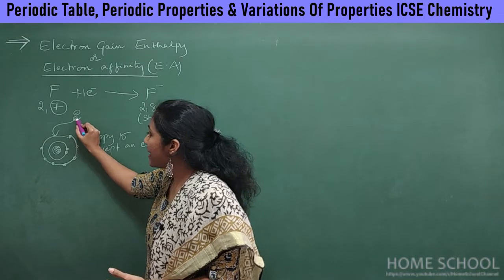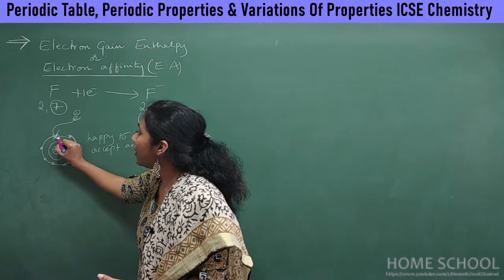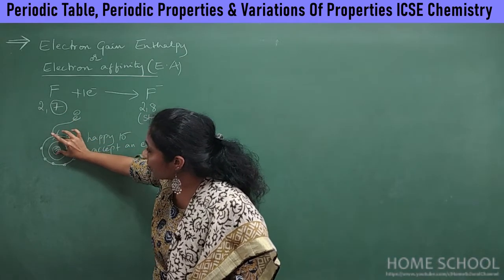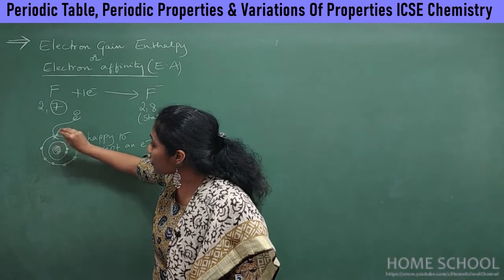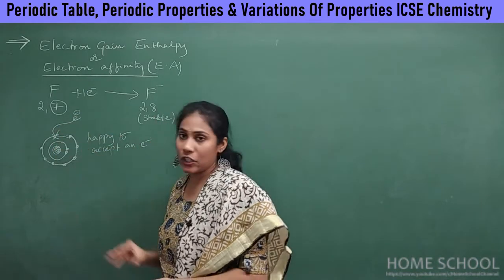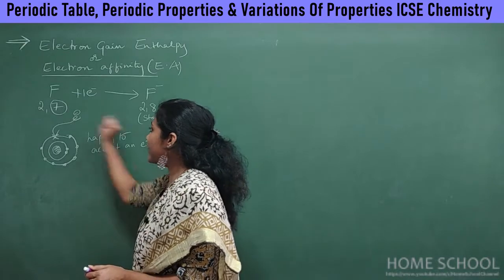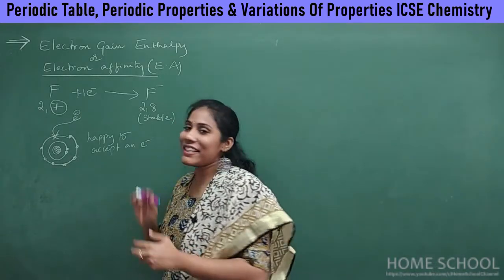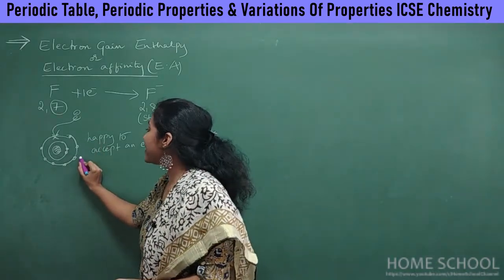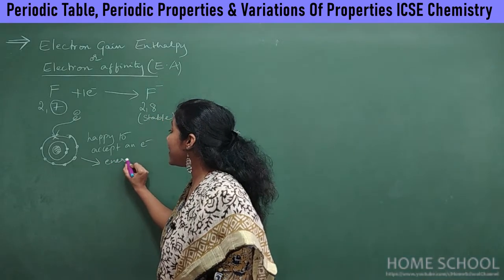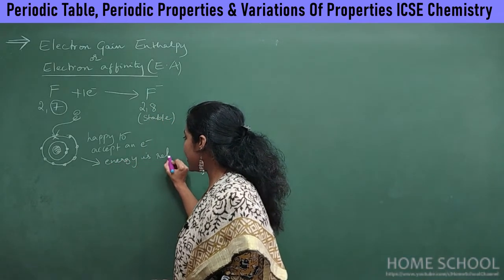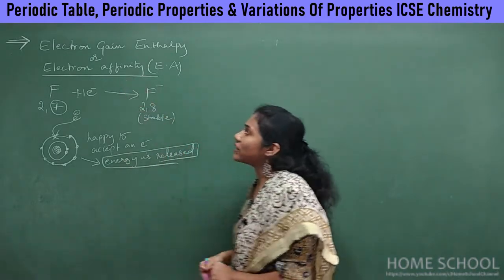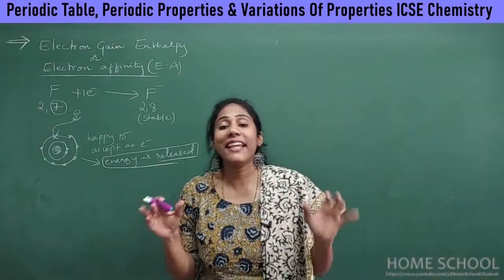And this electron can happily settle here because there is very little distance between this shell and the nucleus. So the nucleus can show its attraction towards this electron also. The atom is very much happy to accept that electron and it will show its happiness by the release of energy. So in this situation, energy is released. This released energy is what we call electron affinity or electron gain enthalpy.